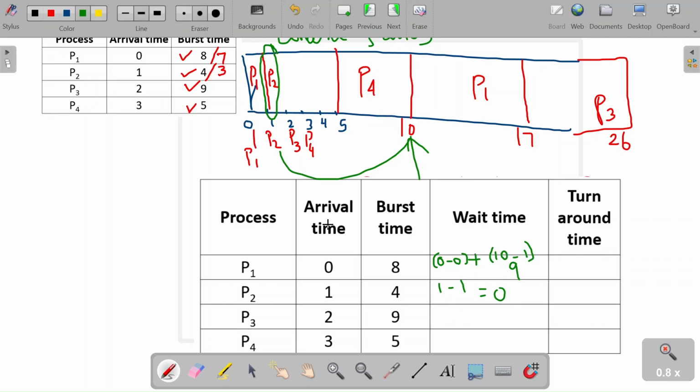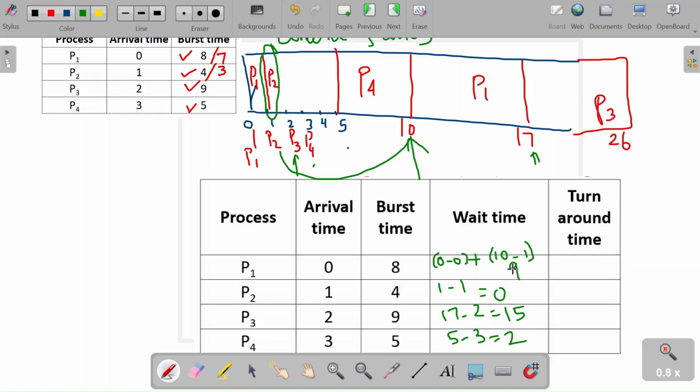What about P3? P3 arrives at time 2. P3 starts executing at 17. So 17 minus 2, so 15. P4 arrives at 3. When it starts execution, at 5. So 5 minus 3 is 2.